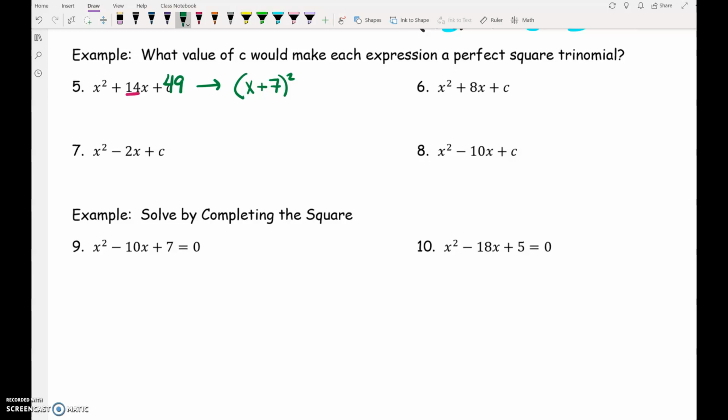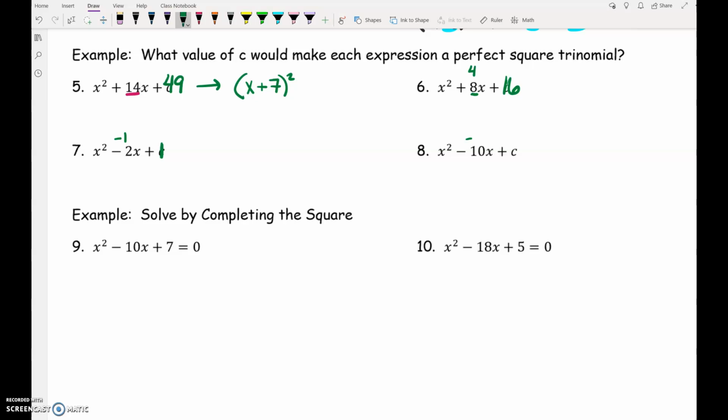I just want you to see that once you have a perfect square trinomial, it factors perfectly into a binomial squared. Number 6, start with this 8. What number times 2 is 8? 4. 4 squared is? 16. So C would have to be 16. 7 is honestly a little bit tricky. What number times 2 is negative 2? Negative 1. Negative 1 squared. Positive 1. Try 8 on your own.